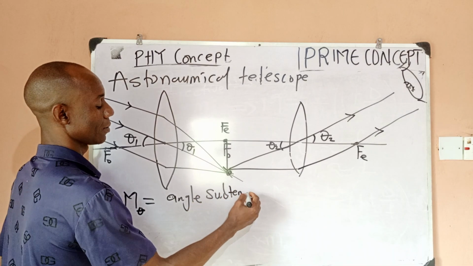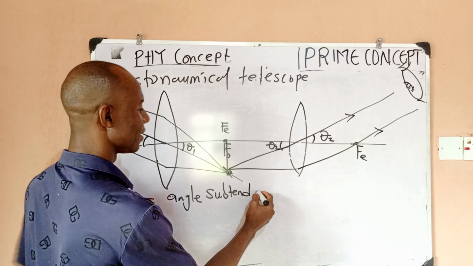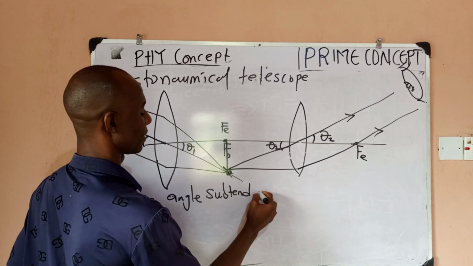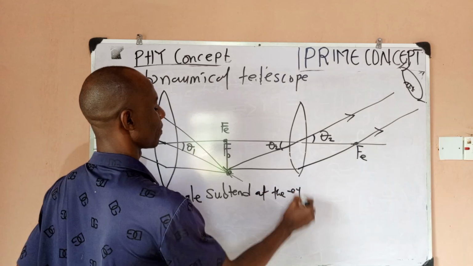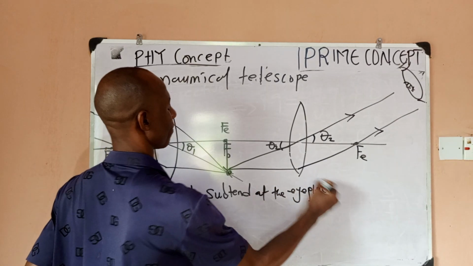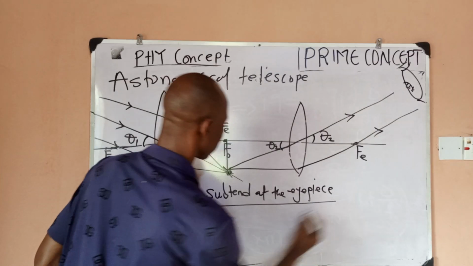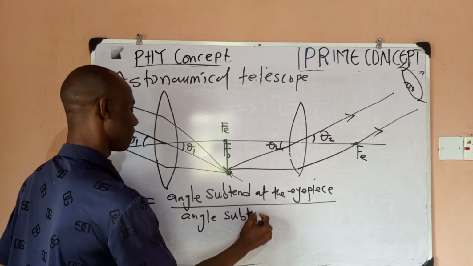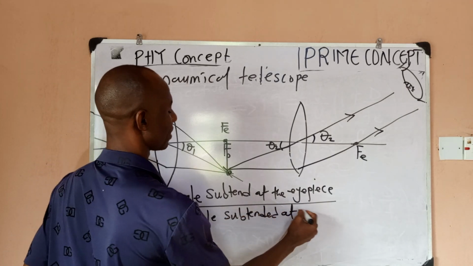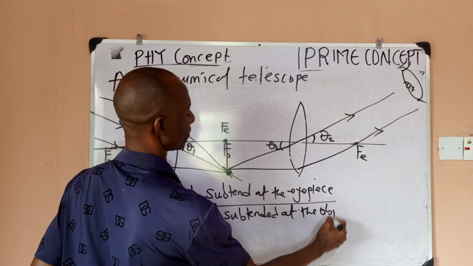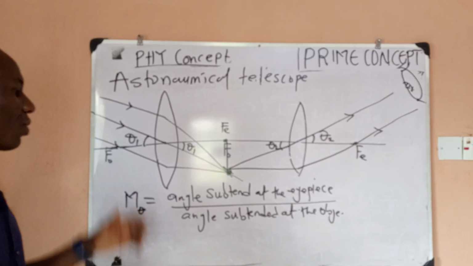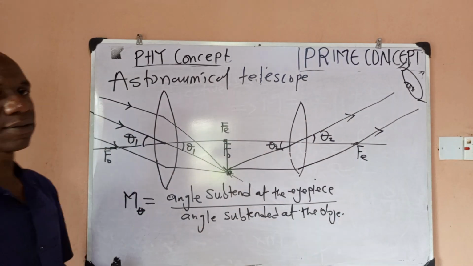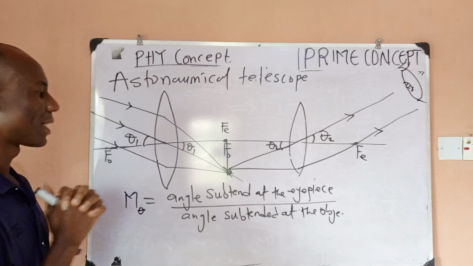Now, the angular magnification is the ratio of the angle subtended at the eyepiece to the angle subtended at the objective lens. So that is angular magnification, the ratio of the angle at the eyepiece to the angle at the objective lens. That is our angular magnification.